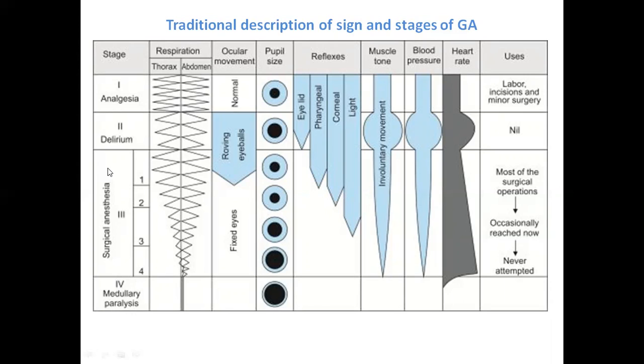After that, stage 3 or surgical anesthesia. This is the stage of surgical anesthesia, as most surgical operations are performed in this stage. It is further subdivided into 4 planes of increasing anesthetic depth. At the first plane, the movement of the eyeballs gradually stops. The pupil constricts and then progressively dilates.